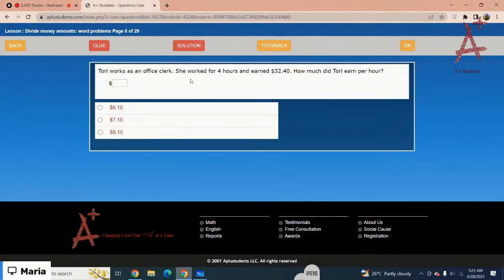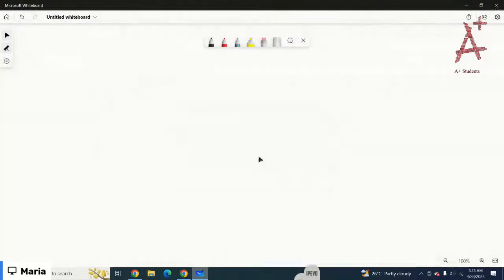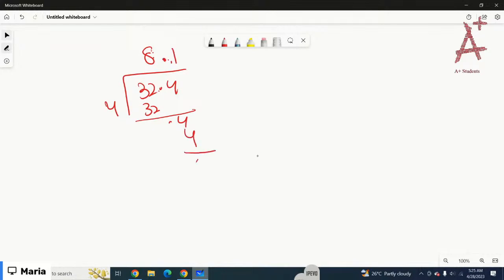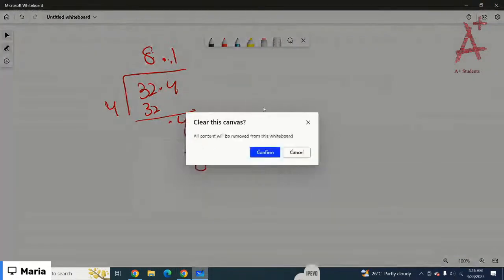Okay, the next one is Tori works as an office clerk. She worked 4 hours and earned $32.40. How much did Tori earn per hour? So 32.40 divided by 4. 4 times 8 is 32, decimal point, and 4 times 1 is 4. So it would be 8.1. Got it? Okay, you can complete the test by yourself later today. Let me just move on to the next lesson.